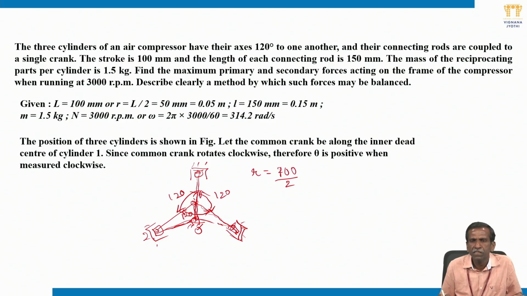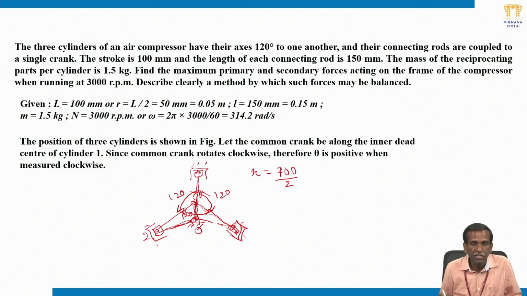And what else is given? The length of the connecting rod is 150 mm. L is 150 mm, 0.15 meters. Then the mass of the reciprocating parts per cylinder is 1.5 kg. Find the primary and secondary forces acting on the frame of the compressor when running at 3000 rpm. Describe clearly the method by which such forces may be balanced.